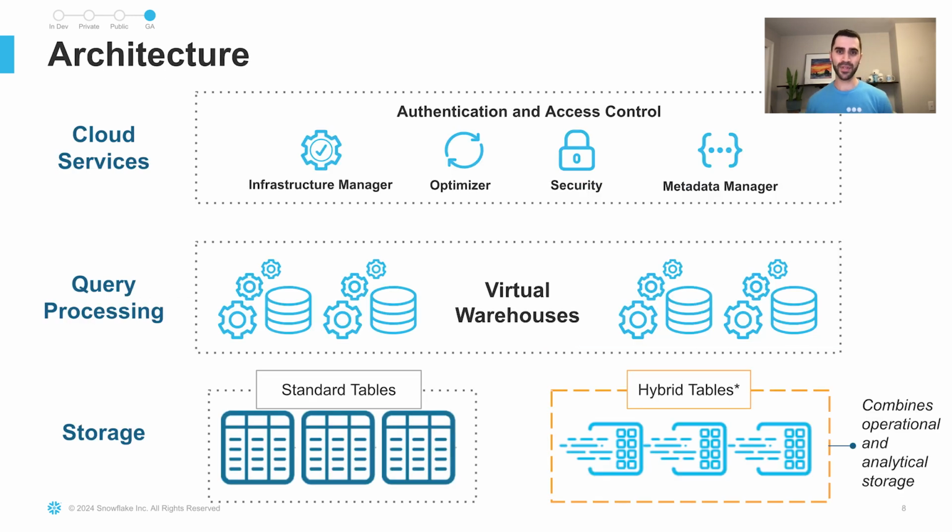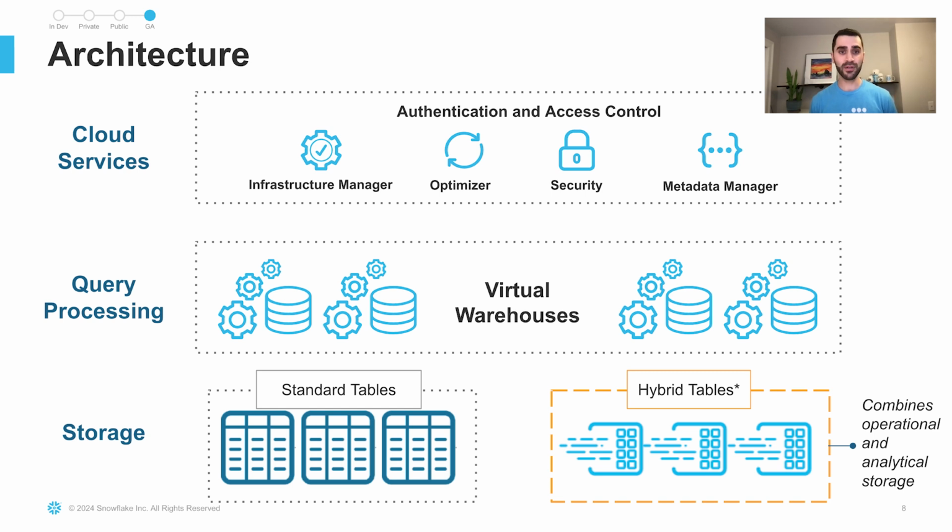So that's what hybrid tables are. Let's talk a little bit about how they work. This is the classic Snowflake three-layer cake architecture diagram, and you'll see hybrid tables in that orange box on the bottom right corner of the screen. They are powered by a brand new storage engine, specifically an operational row store. That's what allows for high concurrency point operations.